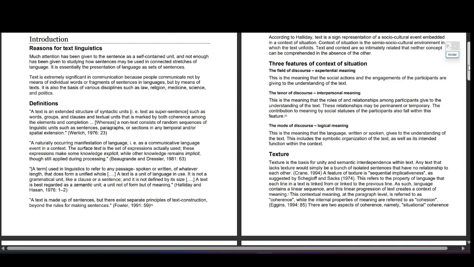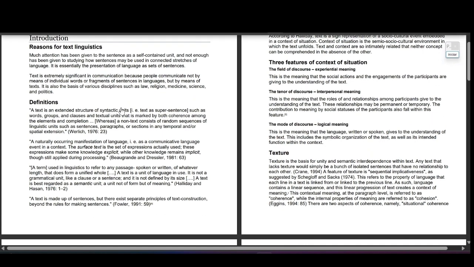So we have some definitions of what text is according to different authors. For example, we have according to Werlich, and according to Beaugrande and Dressler, according to Halliday and Hasan. There are a lot of authors speaking about what text is. This is the definition according to Fuller. So we have one, two, three, four definitions.